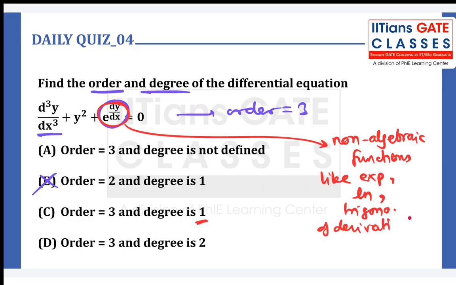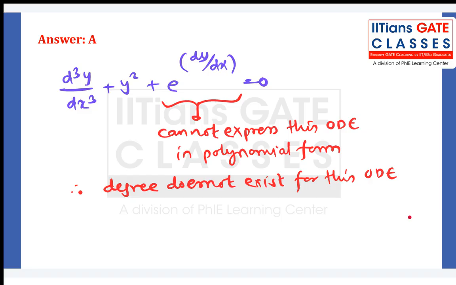Okay, so in this case, in this question, it is e power dy by dx. But if I write ln of dy by dx, sine of dy by dx, that is not allowed. Okay, because that does not allow this ODE to be written in a polynomial form of derivatives. Okay, and therefore the degree is not defined basically. Okay, does not exist or not defined is the better wording. Degree is not defined.